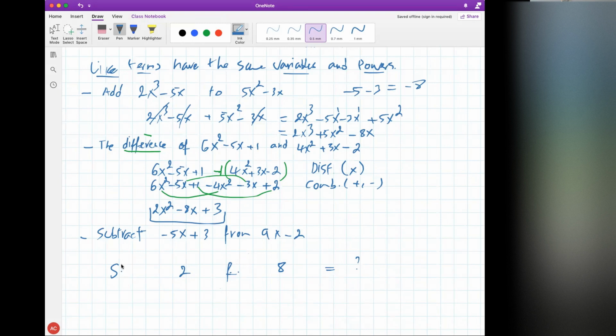When you say subtract, subtract. What is the answer? Subtract 2 from 8. What is it? 6. It's 6. How do you get 6? 2 from 8 is negative 6. No, it is 6. How do we get 6?